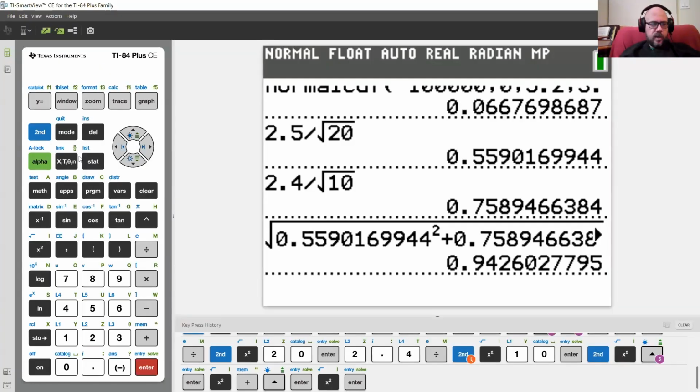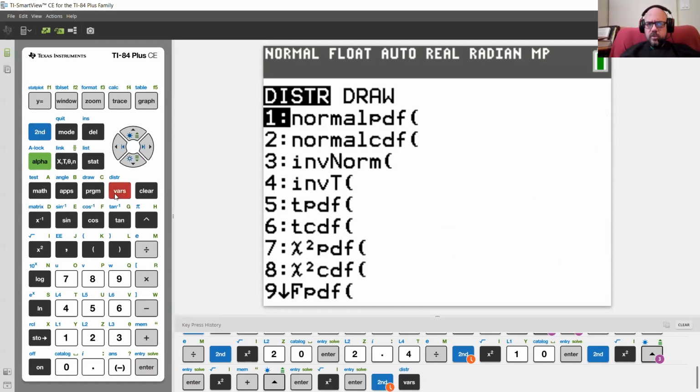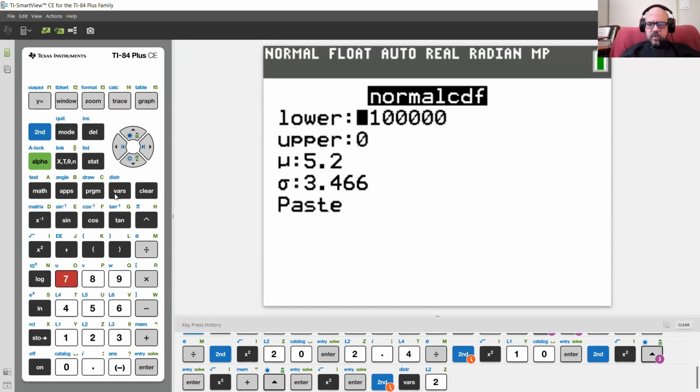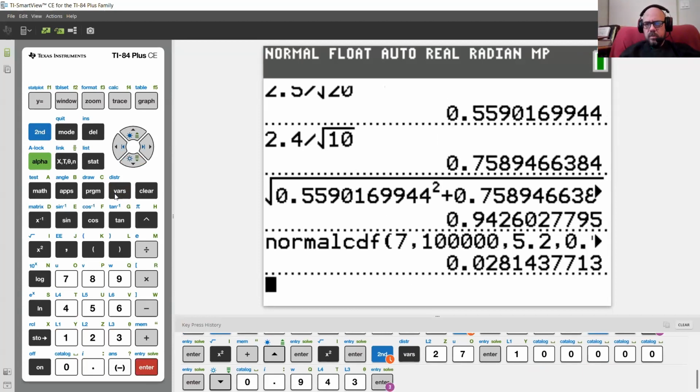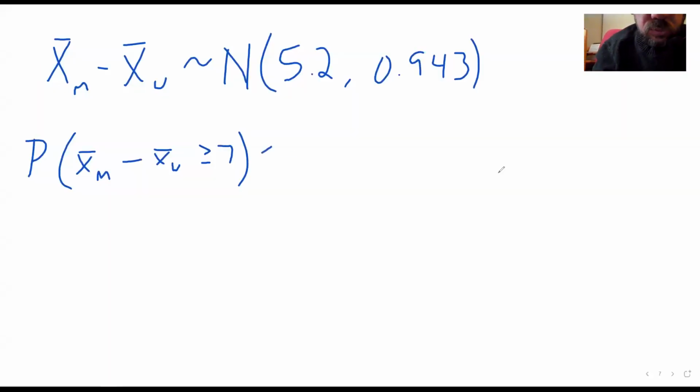So 0.943. Okay, so we've got second distributions, normal CDF, 7 to infinity, mean of 5.2, standard deviation of 0.943. So much smaller, right? 2.8% rather than the 30% it was before, which I'll explain why it's so much smaller in just a second. Let's write this down. So 2.8%, about equal to 2.8%.